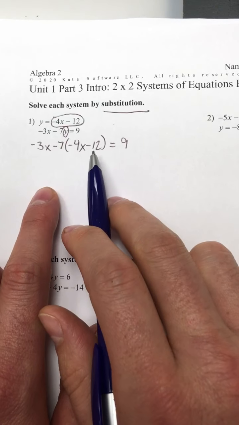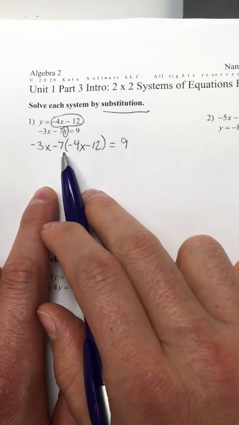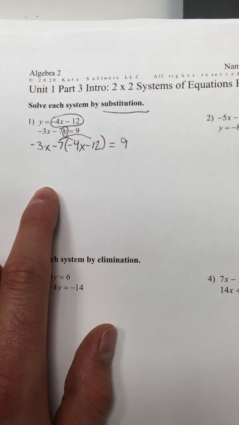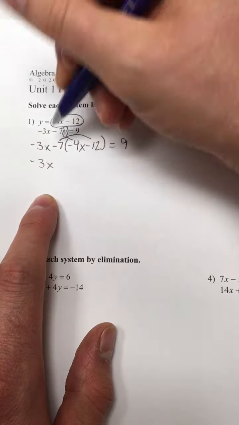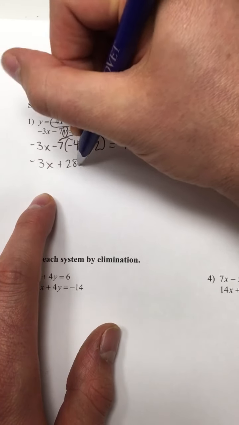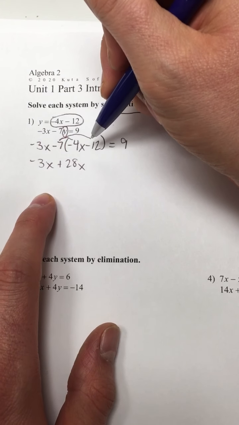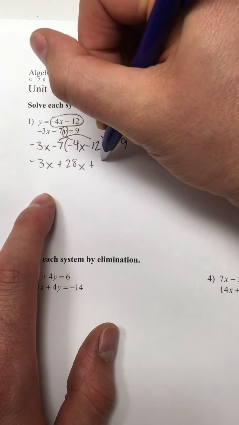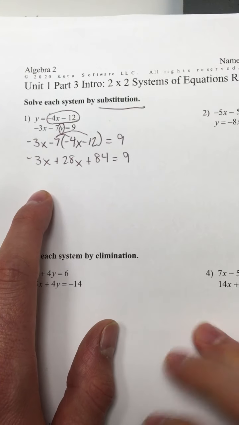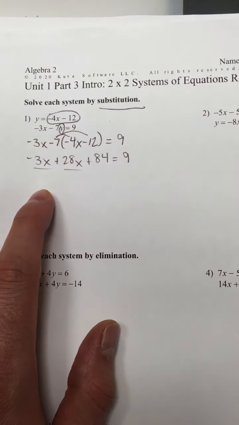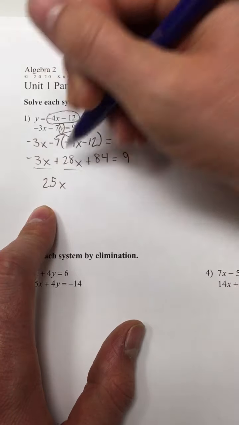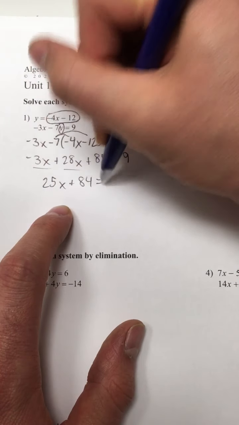Now I'm seeing parentheses, so there's a D word that should pop into everybody's head when they see that. Distribute. I need to distribute negative 7 to everything in parentheses. So that's going to be negative 3x, negative 7 times negative 4 is positive 28x, and then negative 7 times negative 12 is positive 84, equal to 9. Bring that down. Now combine like terms. Negative 3x plus 28x is 25x plus 84 equals 9.